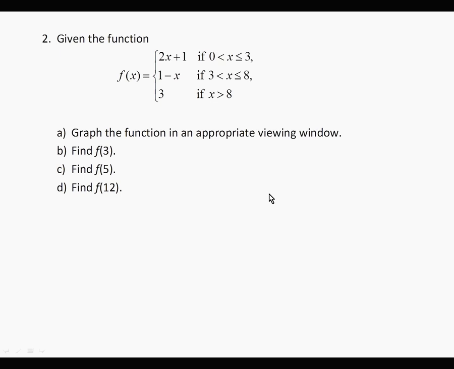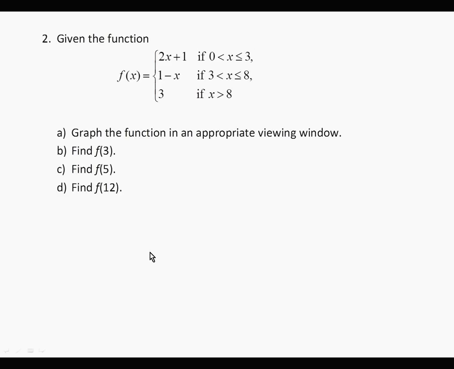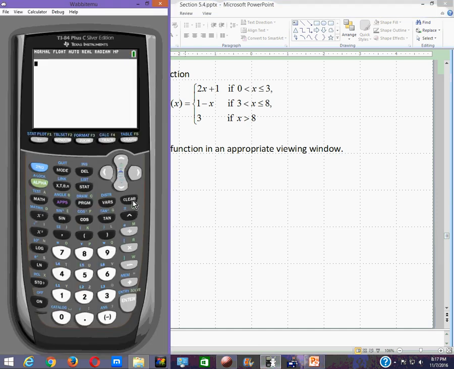And for my function evaluations, b is f of 3, c is f of 5, and d is f of 12. Okay, let's see if we can do this in the calculator. So here are our solutions. So again, if I just go back to what the formula said, see if we can do it from the formula. Let me get out my calculator again, clear this nonsense out, clear out this y equals.